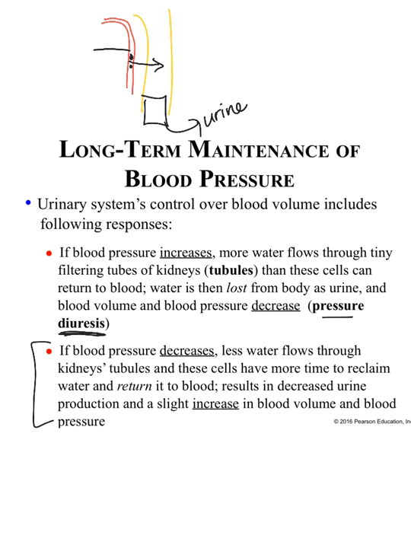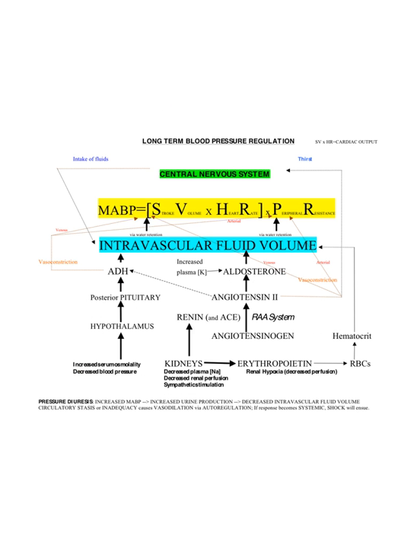Obviously, this is the opposite. So if pressure decreases, we want to take the water that we would be urinating out and we want to reabsorb it back into the bloodstream. If we increase the blood volume, you've increased the blood pressure. So essentially, this is the same kind of chart, but now again, we're looking at long term. So the biggest difference long term involves the kidneys.